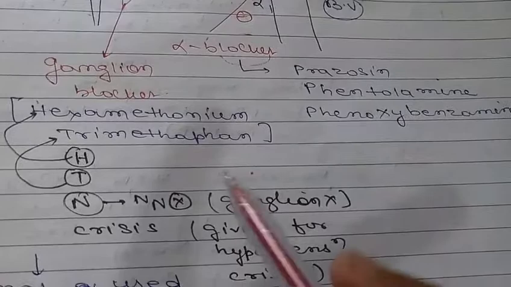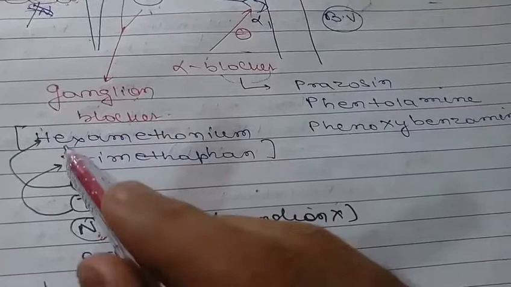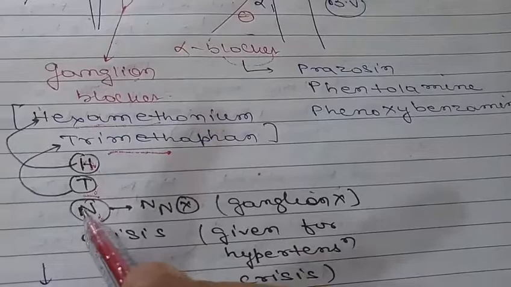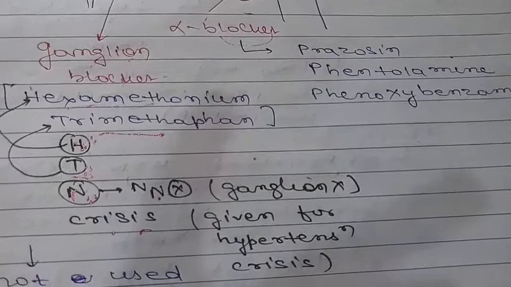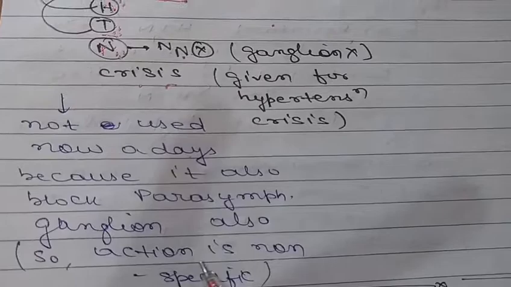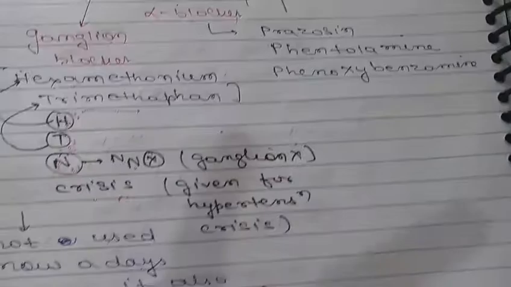For ganglion blockers, we will use the mnemonic HTN, hypertension crisis. H for hexamethonium, T for trimethaphan, and N for NN receptors, because these ganglion blockers, whether hexamethonium or trimethaphan, block NN receptors. So you can easily remember by this mnemonic. Crisis means these drugs are given for hypertension crisis, but they are not used nowadays because they also block parasympathetic ganglia. The action is non-specific because parasympathetic ganglia also have NN type receptors. So these drugs are outdated.